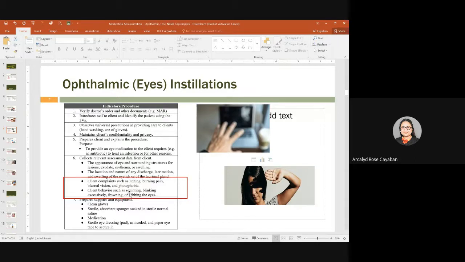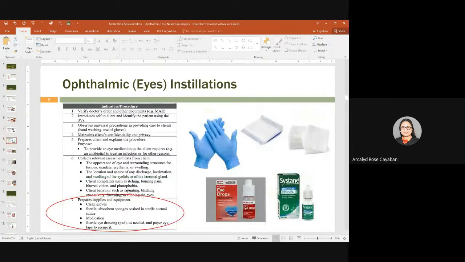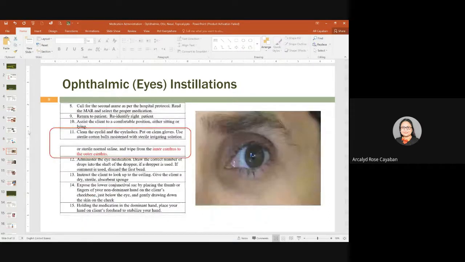After collecting the relevant assessment from the client, we have to collect now our equipment. What equipment is needed? We need our clean gloves, sterile absorbent sponges or pads. We have your medication for the client, and sterile eye dressing as needed. Okay, the most important things here on the ophthalmic instillation are the eyes, absorbent pads, and medication. Now we have to go down to the patient, but before that, of course, we have to follow the 3 checks or identifying the right medication for the client.